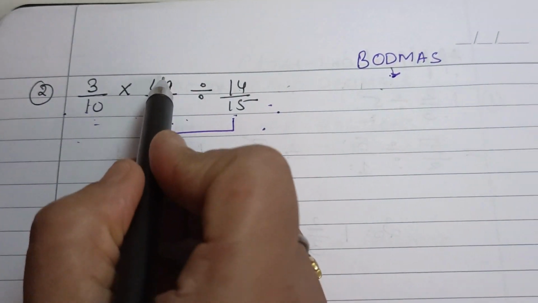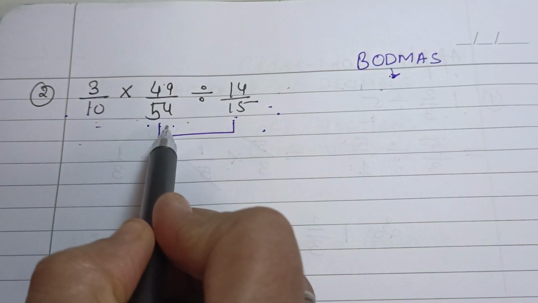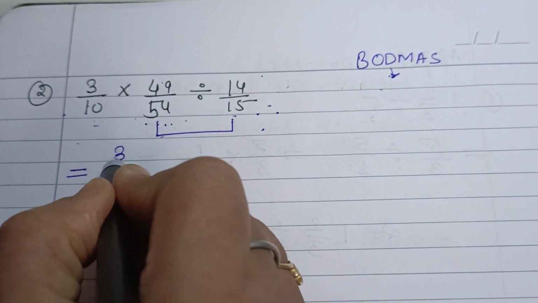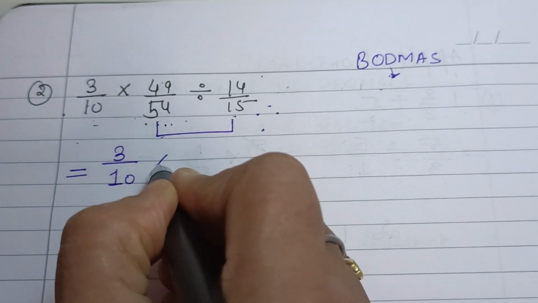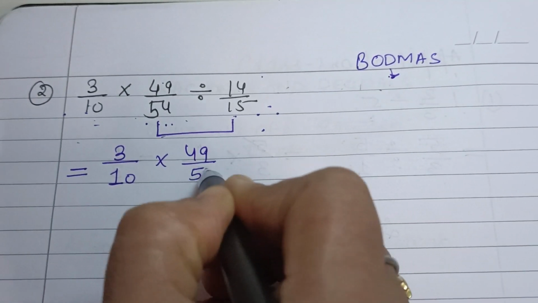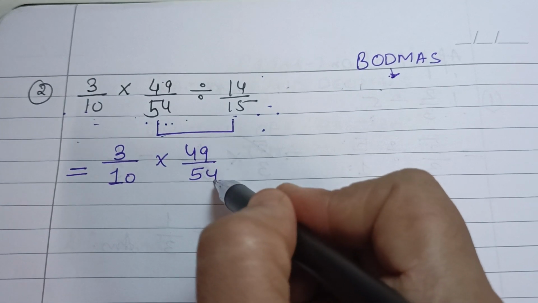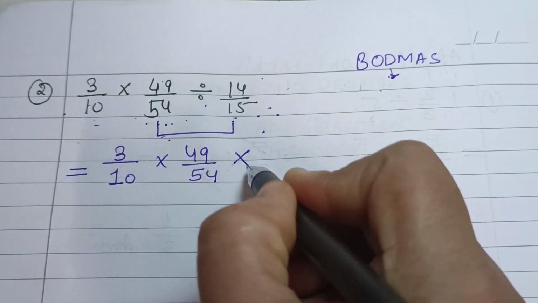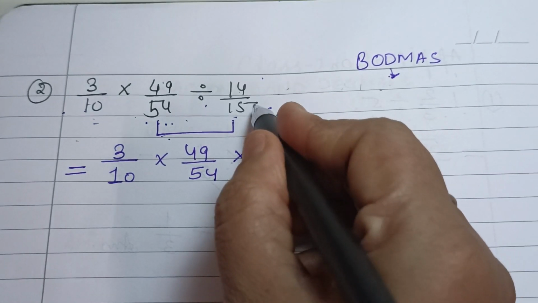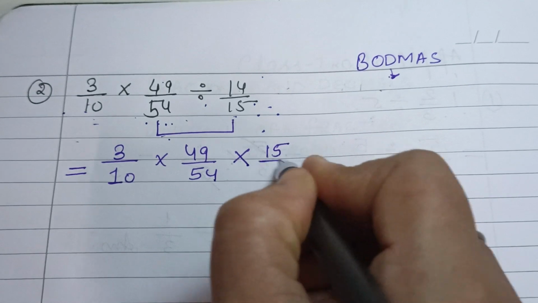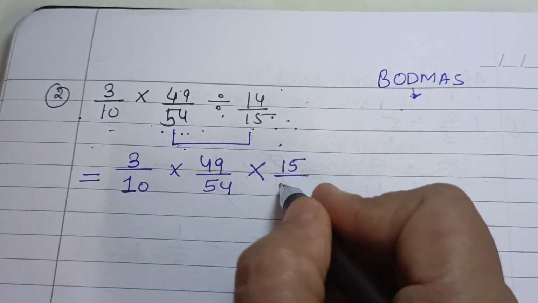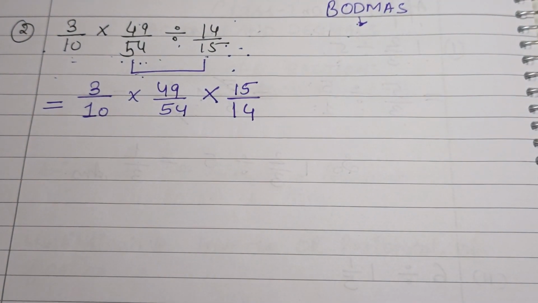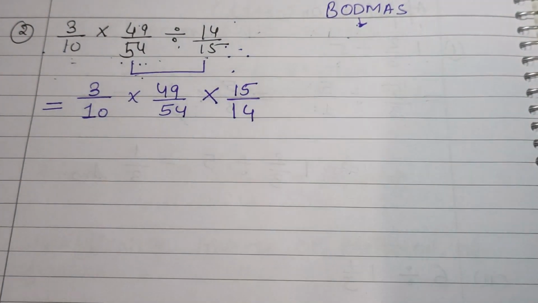So for the division, this 49 upon 54 is the dividend while 14 upon 15 is the divisor. So you just change it into 3 upon 2 multiplied by 49 upon 54. 49 upon 54 is the dividend, so it will remain as it is. Then this division sign will change into multiplication and the divisor will become its reciprocal. 15 will go in the place of 14 and 14 will go in the place of 15. Now you have got the continued product of 3 fractions.